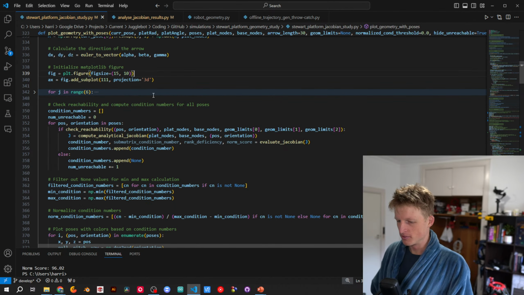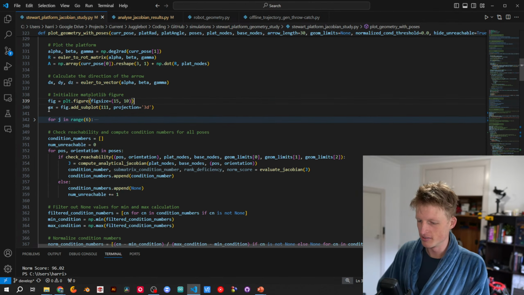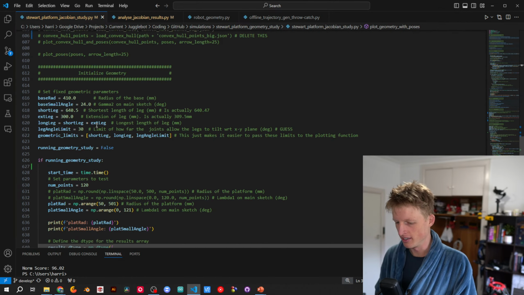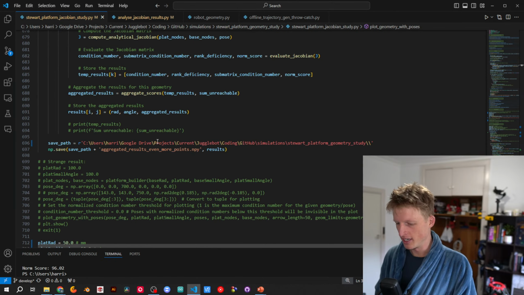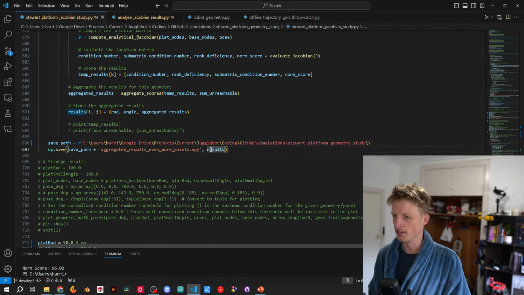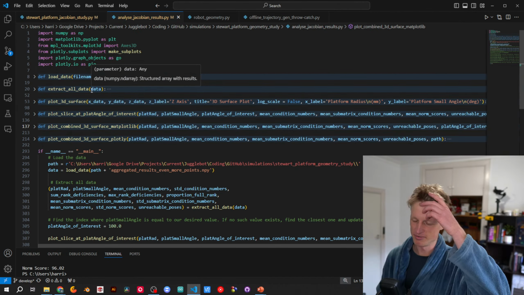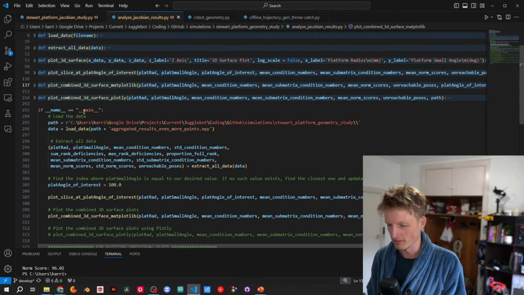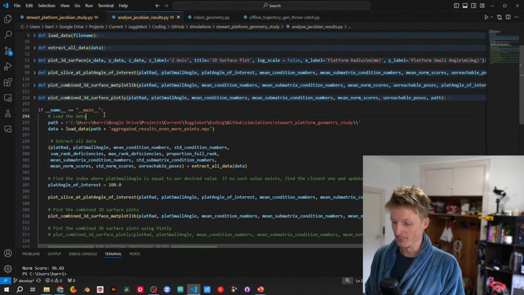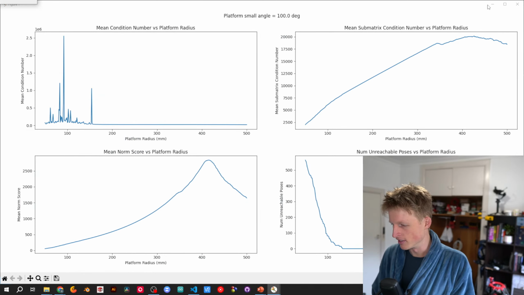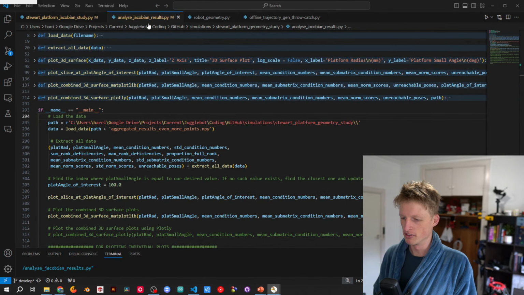Cool. So once this big geometry study has run, we end up with a .npy file with all of our results. There are other ways to do this, but this is just what I've done. And this is where things get really, really interesting, I think. So I've got this other script called Analyze Jacobian Results.